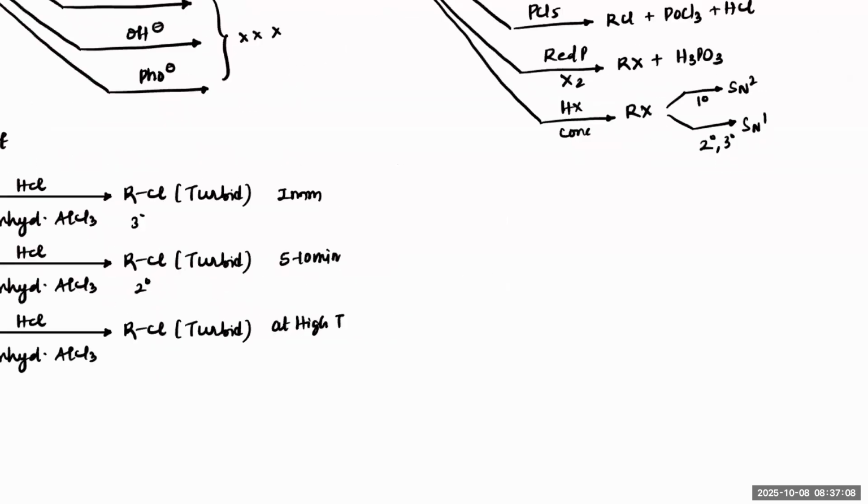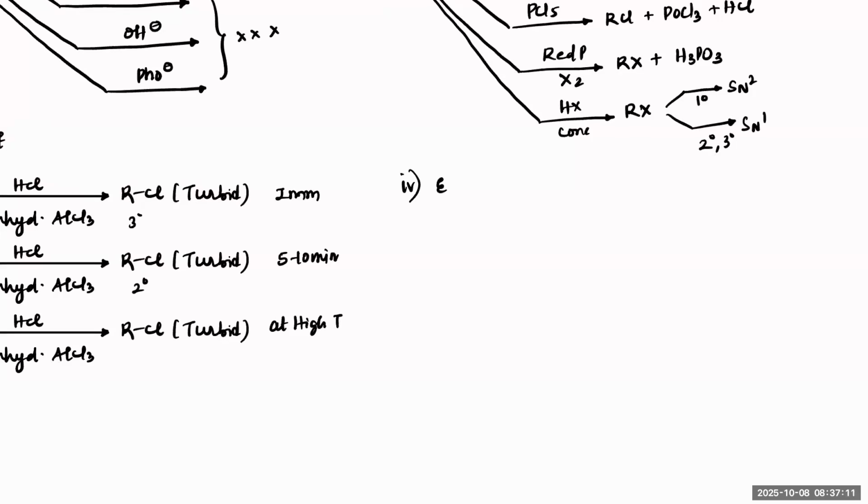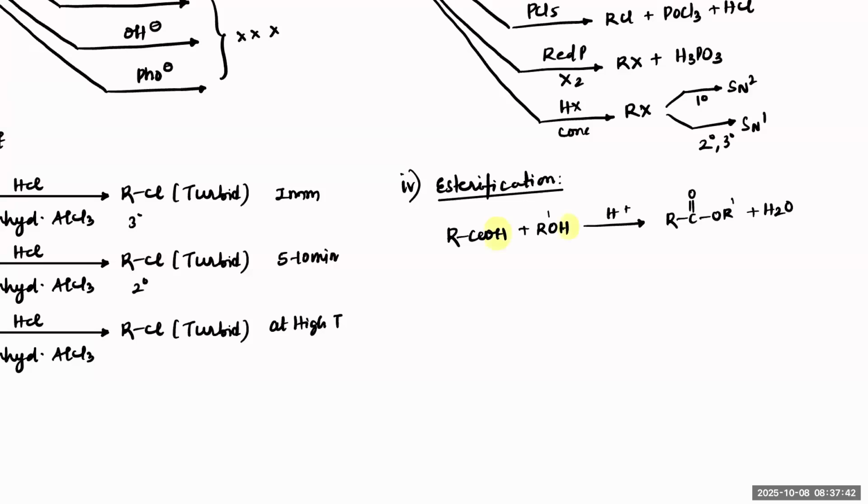The next reaction of alcohols is esterification. Esterification is observed when you have an acid RCOOH plus alcohol R'OH in the presence of H+. That will give you ester RCOOR' plus H2O. Now remember, the OH from the acid side and the H from the alcohol side form water. This is the one which you will come across.